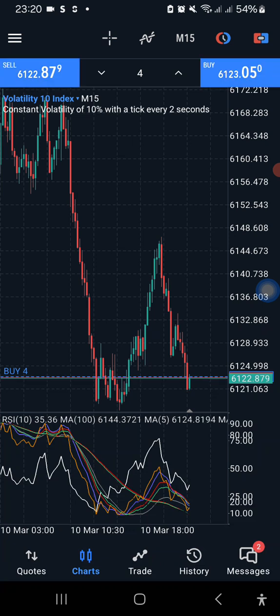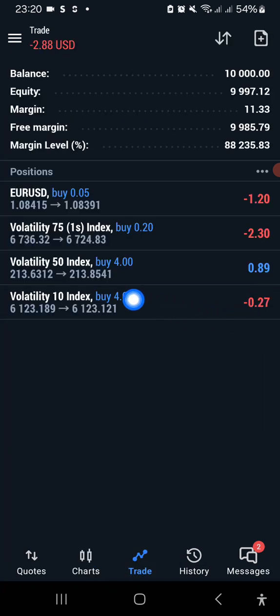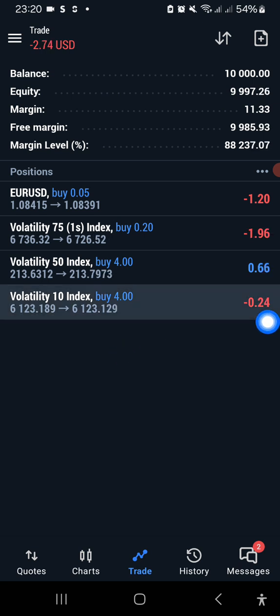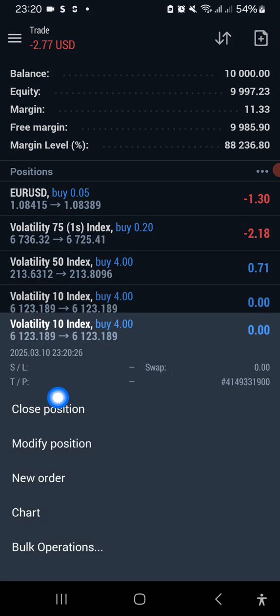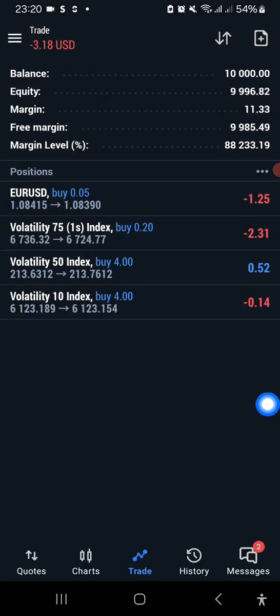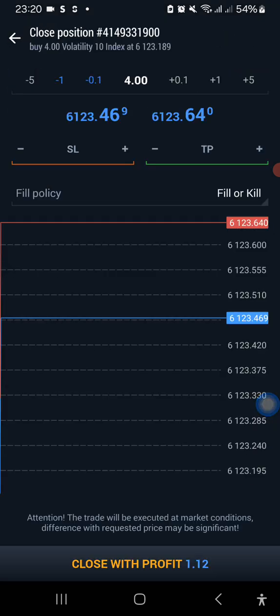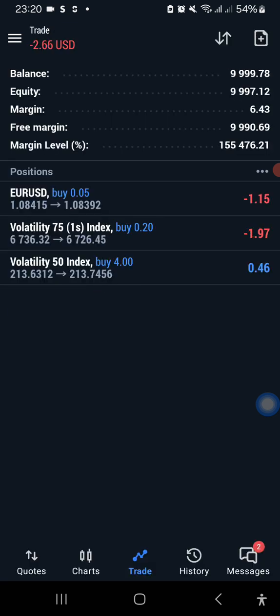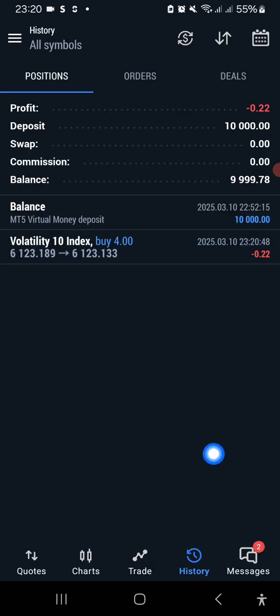So let me come to trade. You can see the V10 I just added here. So let's close it. When you tap on it, you close it. Okay, close with profit and hide. Okay, so when you come back to history, you will see this is it. You are going to see details of everything about this trade.